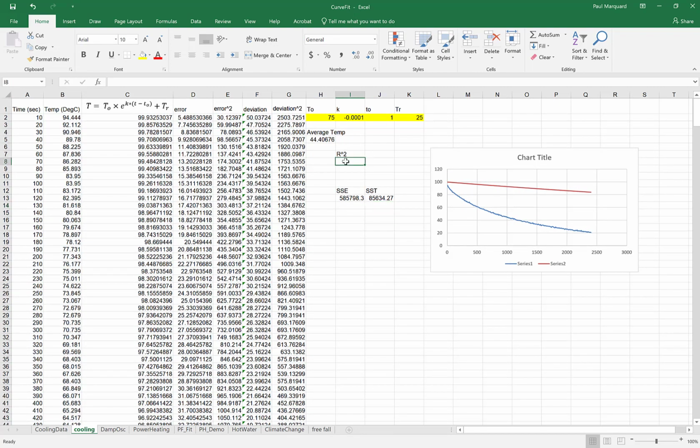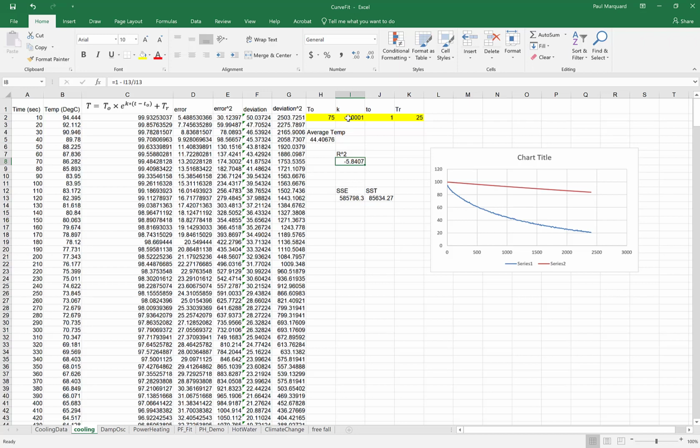All right, so the R squared value is equal to 1 minus the sum of the squared errors divided by the sum of the squared deviations. And it's not very good. I want that to be near 1. Really shouldn't even be negative, but that's all right.